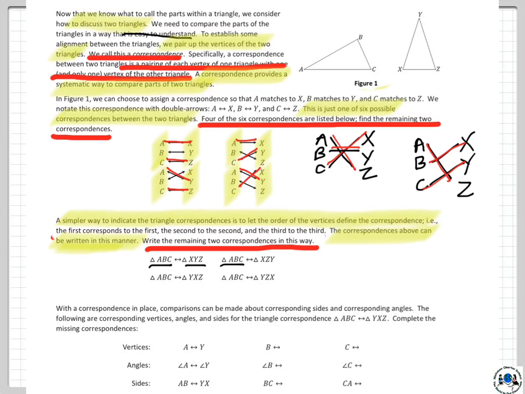Or we could say ABC to YXZ, and on, and the next and the next. So there are two more. Would you go ahead and write those over here?